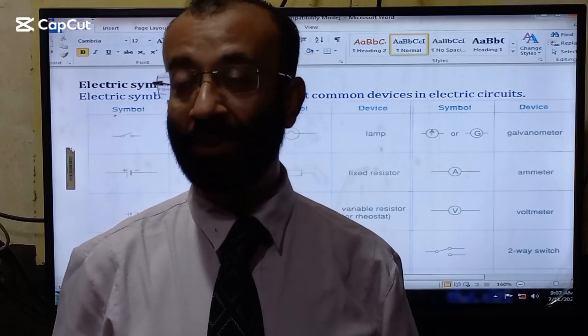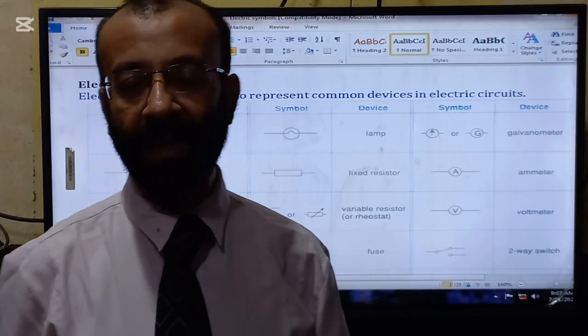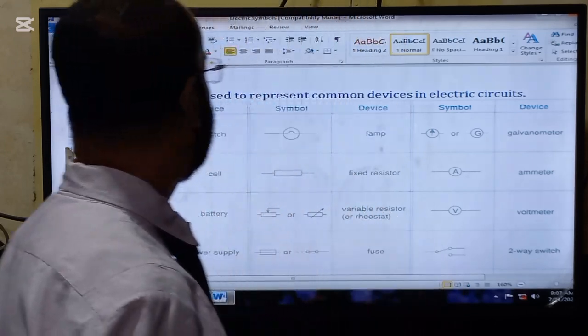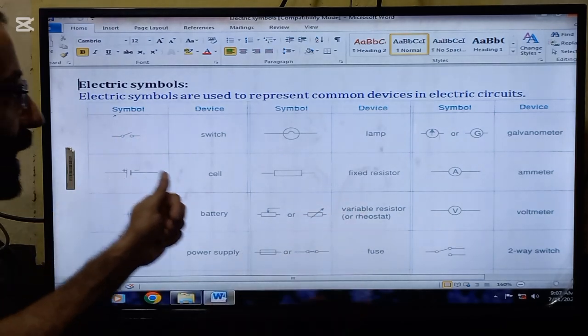Good morning, students. Today we are going to read the second lecture of current electricity in the subject of physics O levels. So concentrate yourself. Today's topic is electric symbols. Here are some symbols with names.